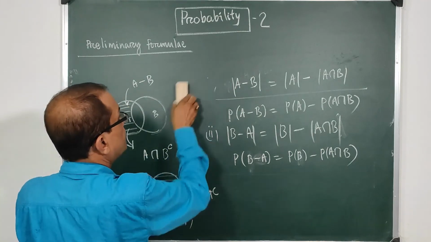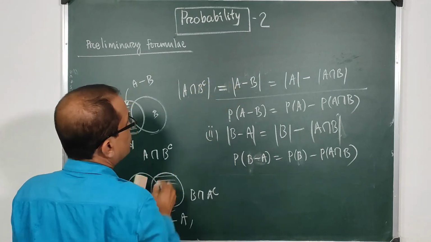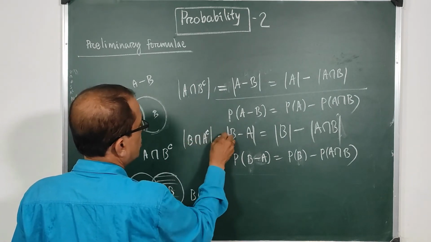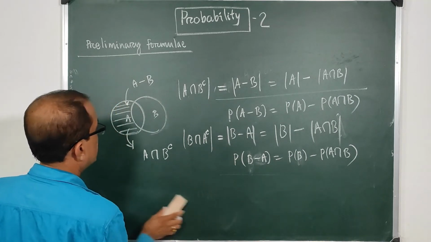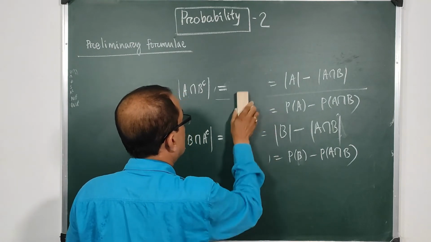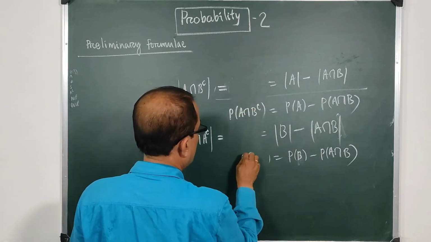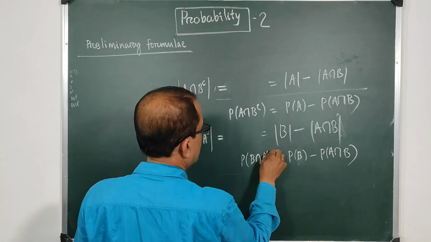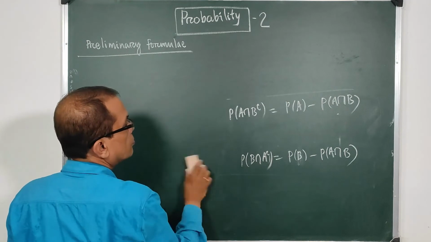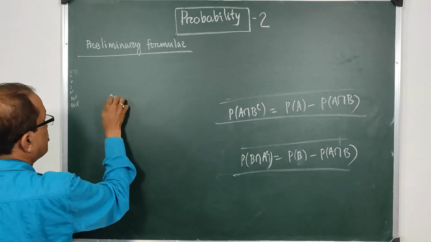So we can write this thing prior to that, and here B intersection AC prior to this. So the formula now extends to one more level. This thing can be P of A intersection BC, and this can be P of B intersection AC. So 2 more formulae.